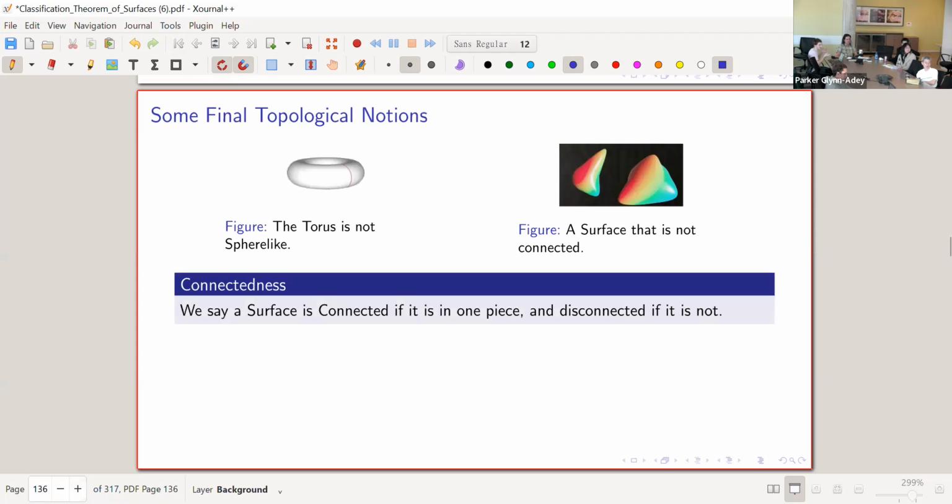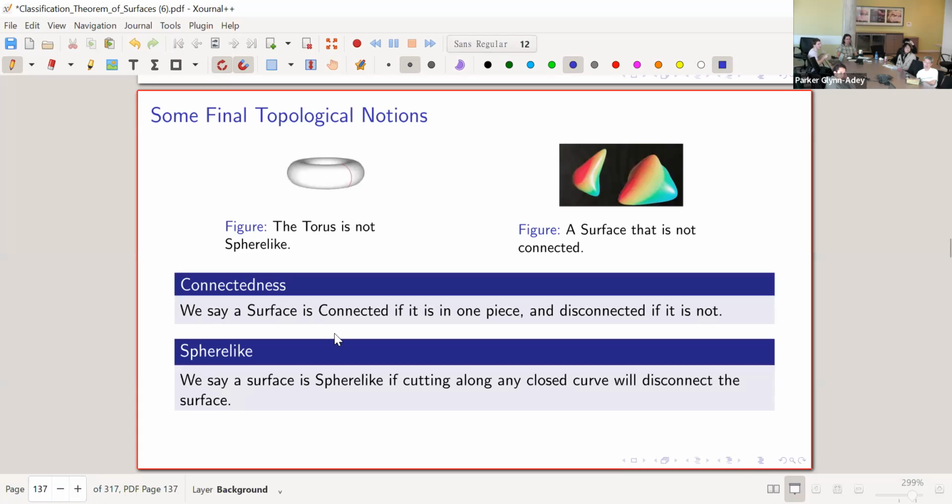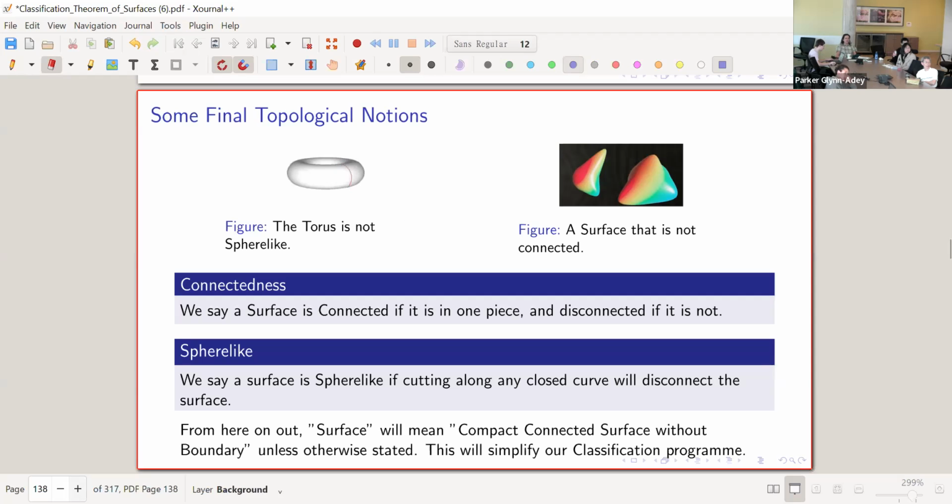Okay, and finally, we say a surface is connected if it's in one piece and disconnected if it's not. So for example, if you can separate the surface into two partitions right here, then it's not connected. Otherwise, it is connected. And we're going to say a surface is sphere-like if cutting along any closed curve will disconnect the surface. So for example, the torus is not sphere-like because I could cut along the curve on here, and that will break it into a cylinder. But a cylinder is still just one connected piece. So the torus is not sphere-like. Okay. So from here on out, we'll just think of surface as meaning compact connected surface without boundary. This will simplify things greatly for us.